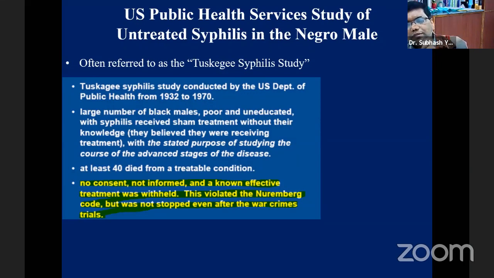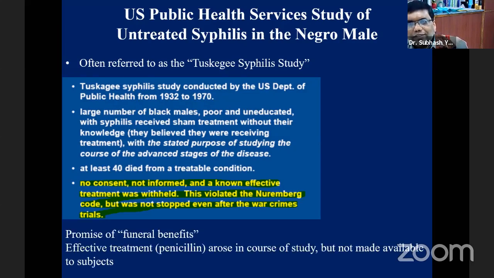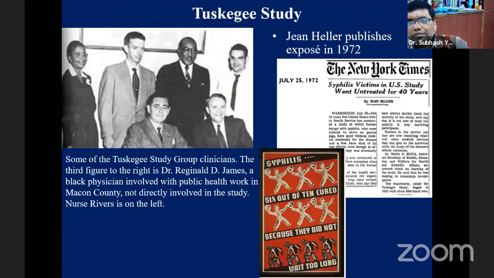Actually, the Nuremberg Code was formulated after the infamous Nazi experiments, which were done during World War II on the Jews and prisoners of war. This code came in 1947, and still they did not follow its guidelines, and it did not stop even after the war crimes trial of the Nazis. There were even promises of funeral benefit, and as I told you, an effective treatment arose in the course of the study but was not made available to the subjects.